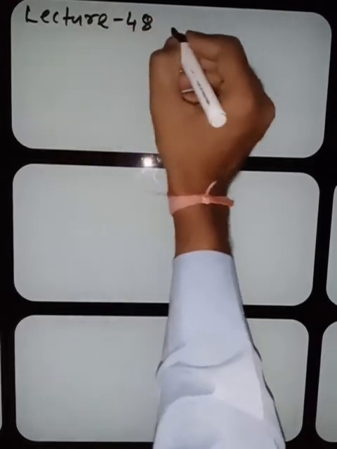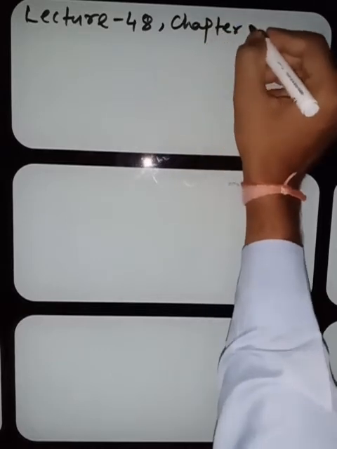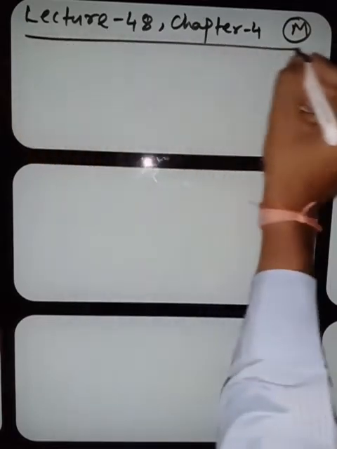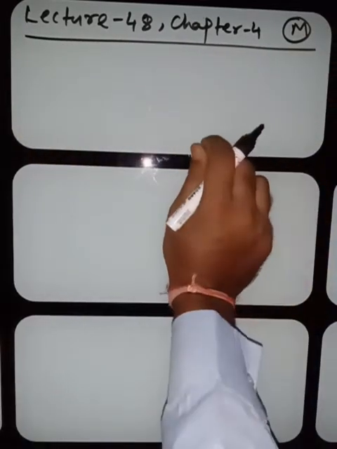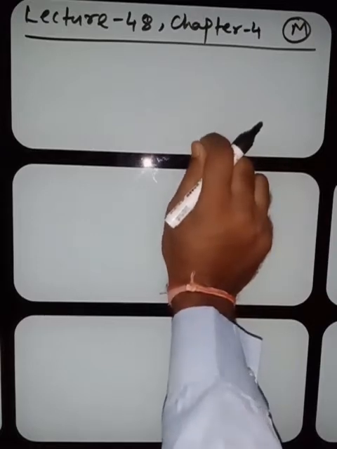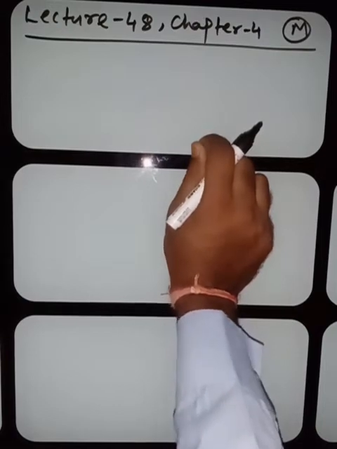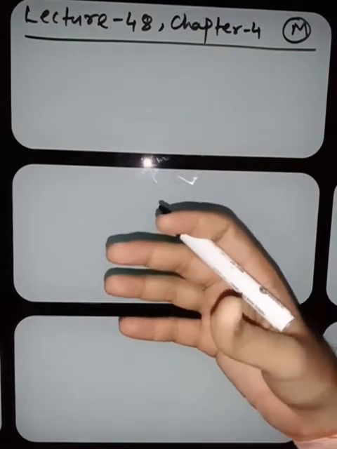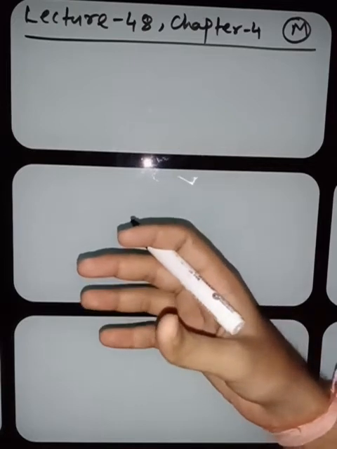Lecture 48 of chapter 4, Moving Charge and Magnetism. Dear students, today in this lecture we will study about the helix, that is the helical path of a charged particle when it enters into the magnetic field, and a very important application, the cyclotron.